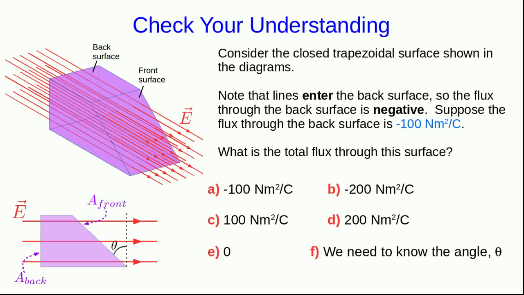So here is the surface in both views that I've showed you, and note that the lines come in the back surface, and so as I've already pointed out, the flux through the back surface is by definition negative. And I'm just going to make up a number. Let's suppose the flux through the back surface is negative 100 Newton meters squared per Coulomb. What's the total flux through this surface? As usual, if you're doing this through Moodle, then Moodle will require you to get this question right before it allows you to move on.